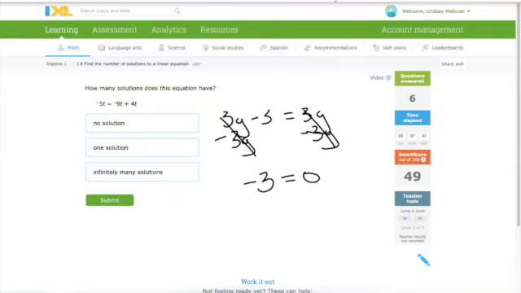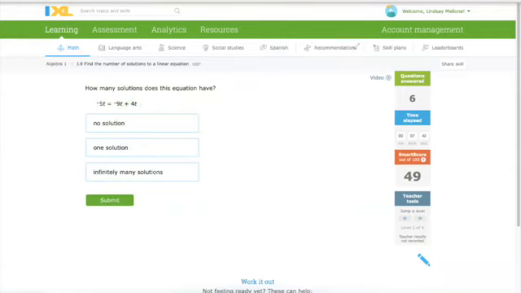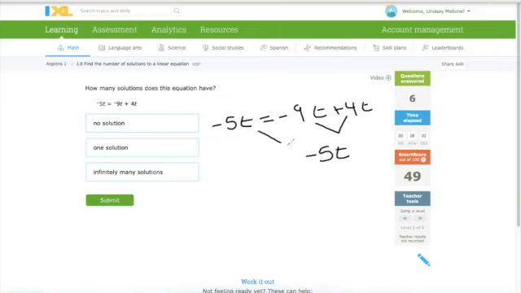Let me clear this and we're going to move on to the next one. So in this problem, it says how many solutions does this equation have? We've got -5t on the left, and on the right-hand side, it says -9t plus 4t. The left side has nothing to simplify, but on the right side, if I combine -9 and 4, that gives me -5t. And you'll notice that -5t is the same as -5t, so this is infinitely many solutions.